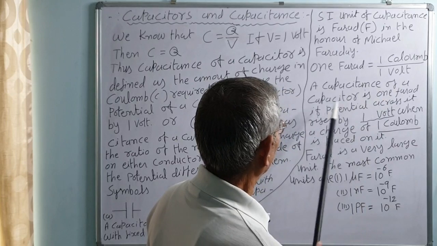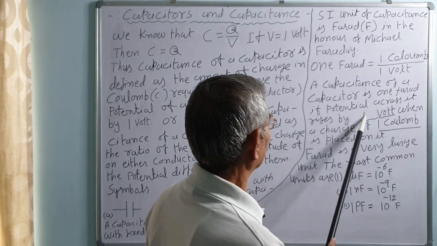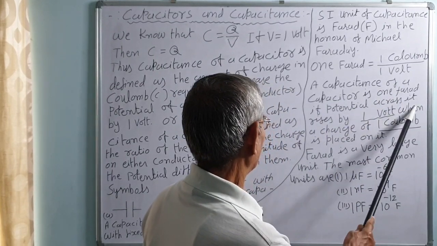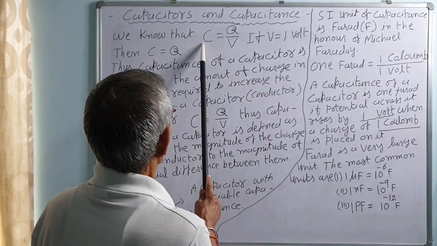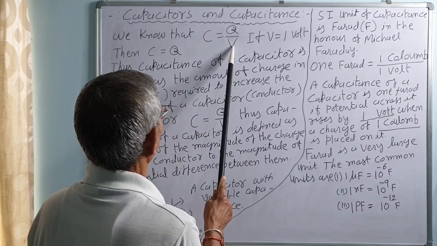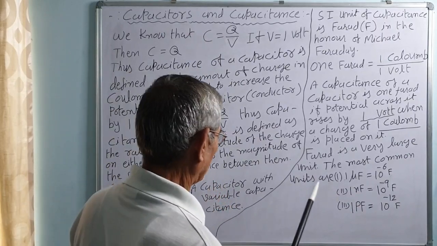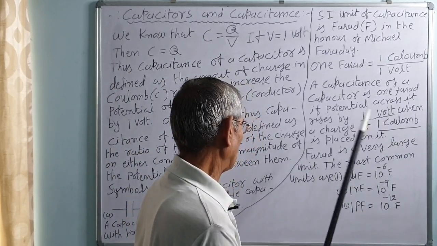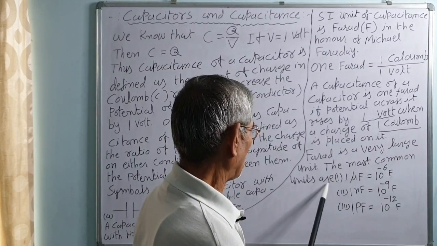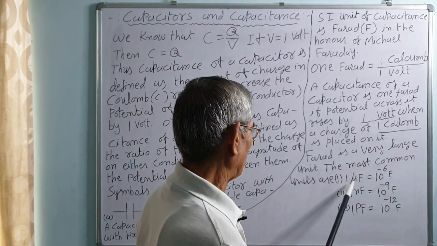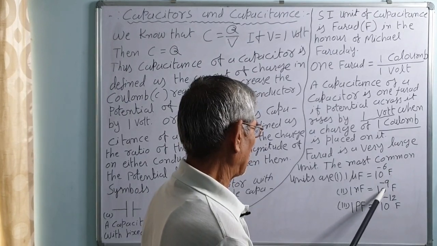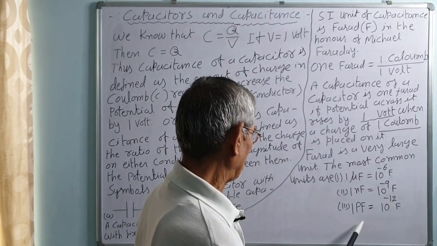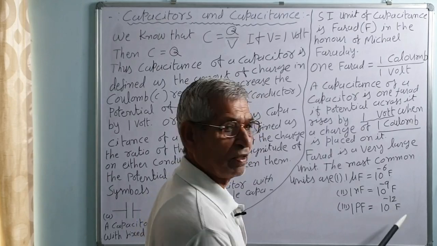A capacitance of a capacitor is 1 Farad if potential across it rises by 1 volt when a charge of 1 coulomb is placed on it. That is, it's 1 Farad when Q is 1 coulomb and V is 1 volt, then C will be 1, that is 1 Farad. The Farad is a very large unit. The most common units are the microfarad, that is 1 microfarad is equal to 10 raised to minus 6 Farad. 1 nanofarad is equal to 10 raised to minus 9 Farad. 1 picofarad is equal to 10 raised to minus 12 Farad.